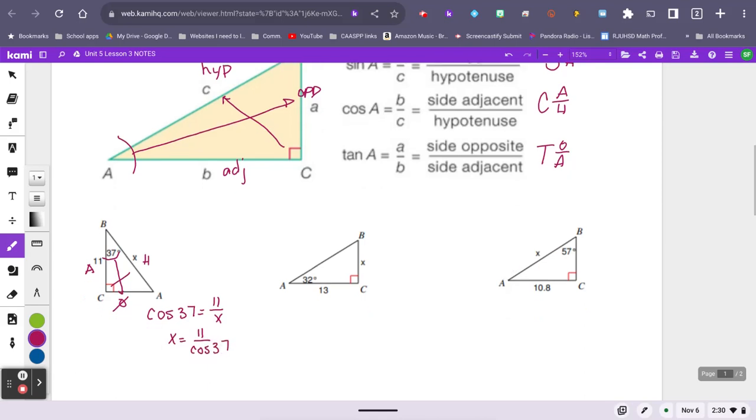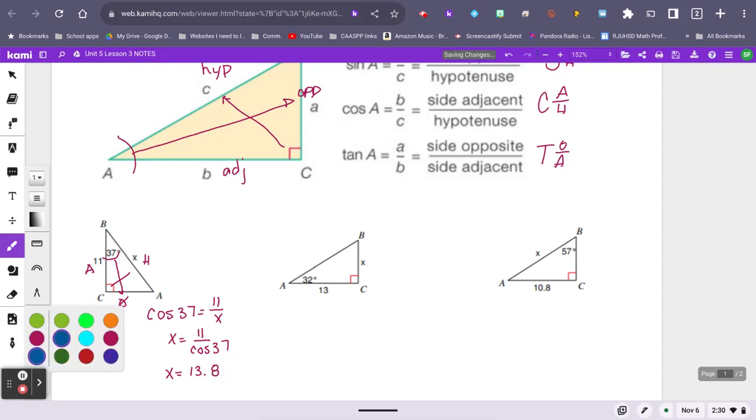And usually we want this rounded to the tenth. Sorry, tongue-tied. You want to have at least a number rounded to the tenth. So it's going to be 13.8.